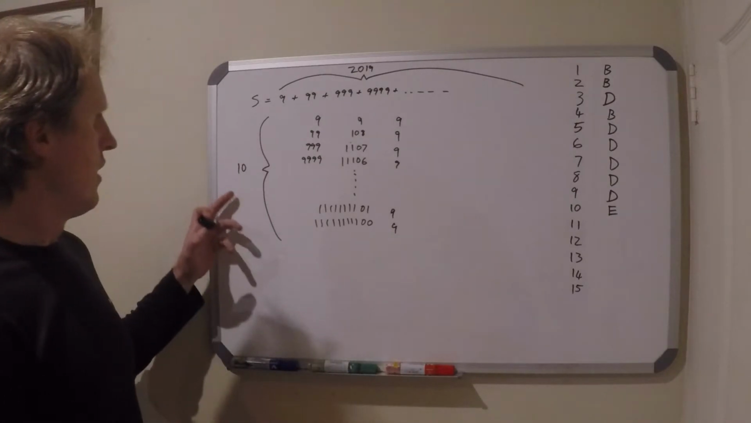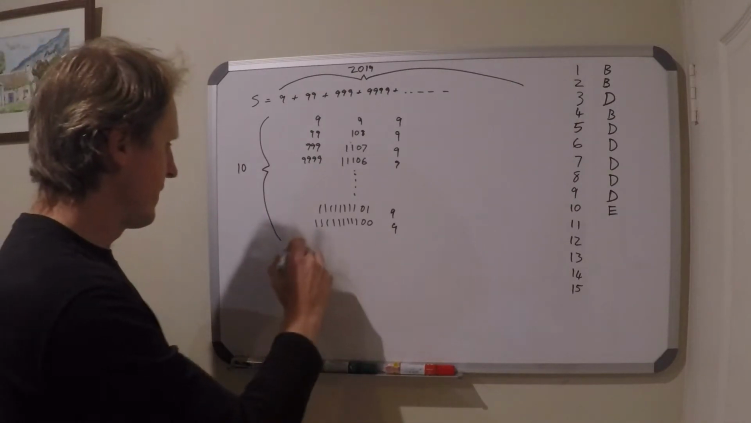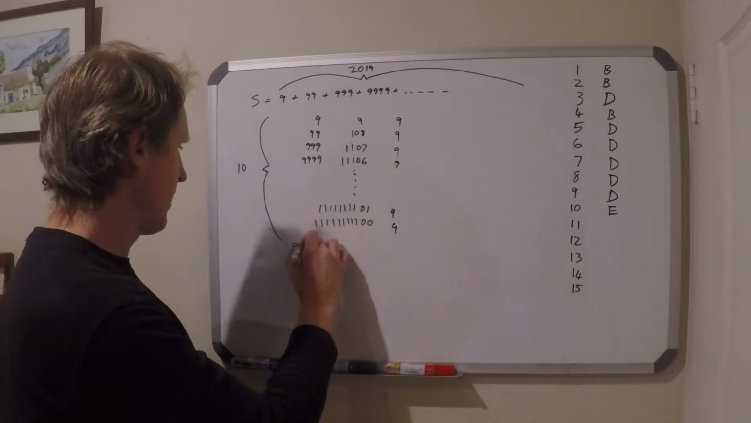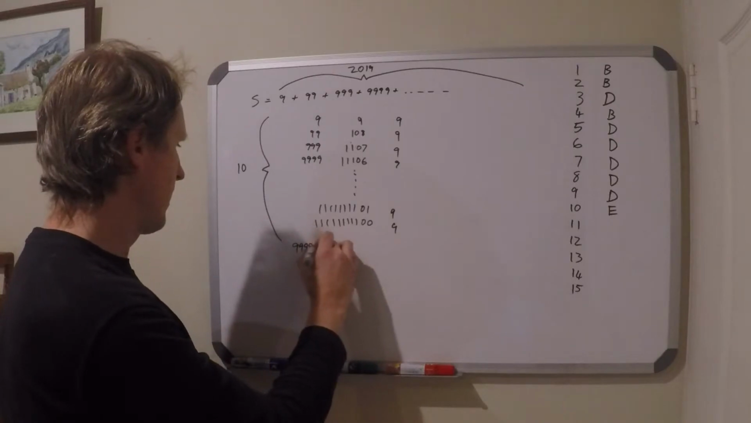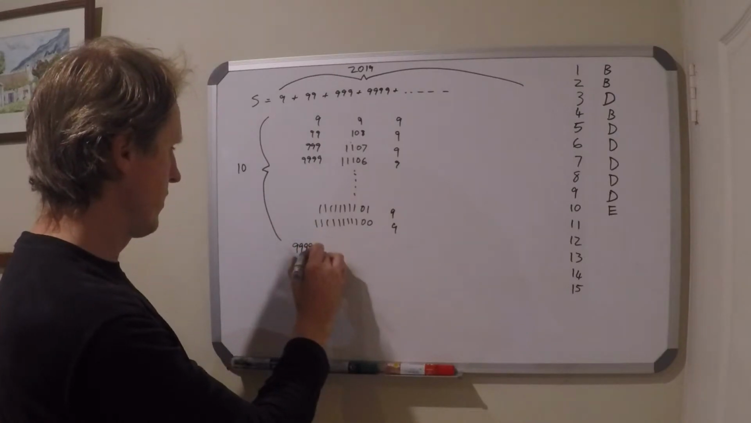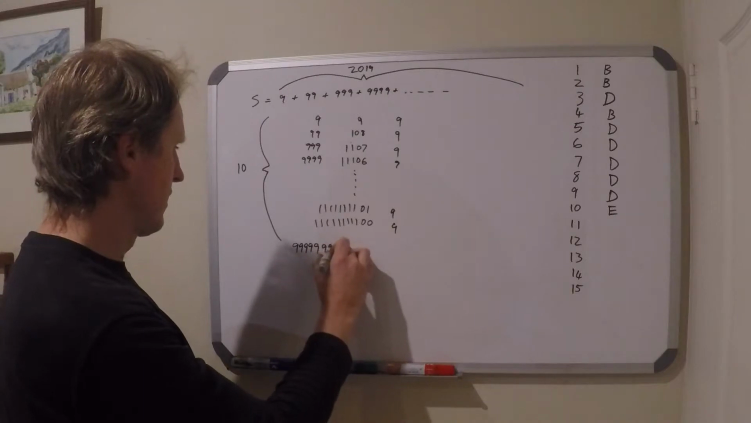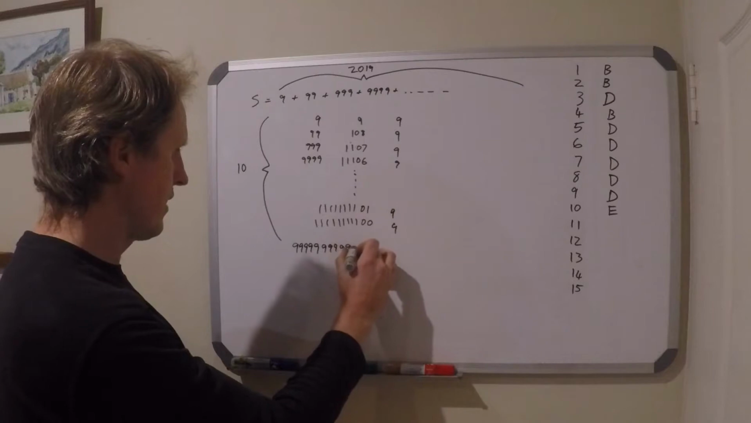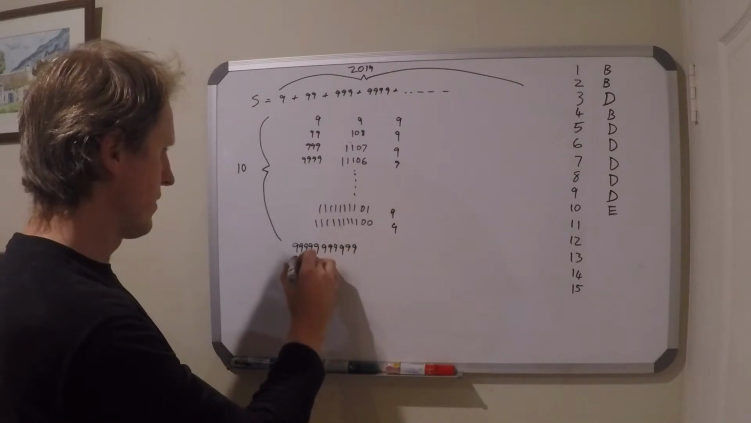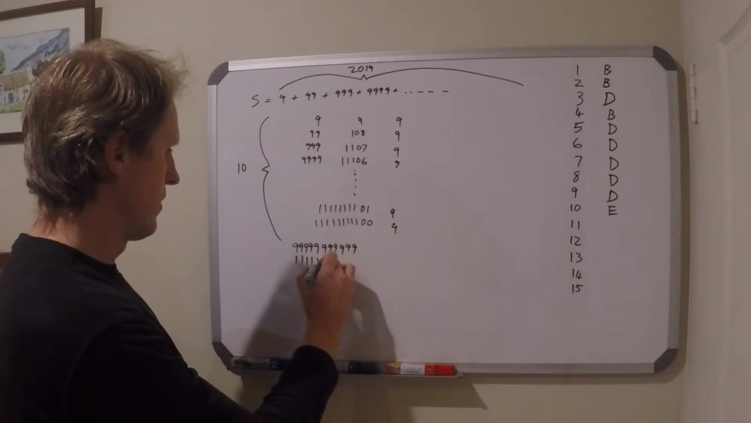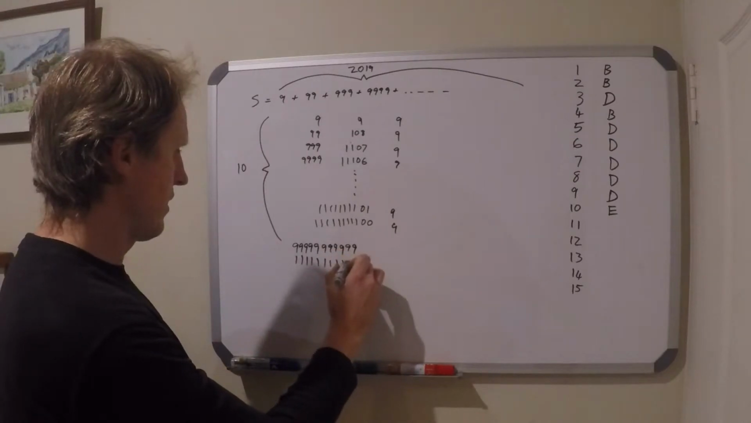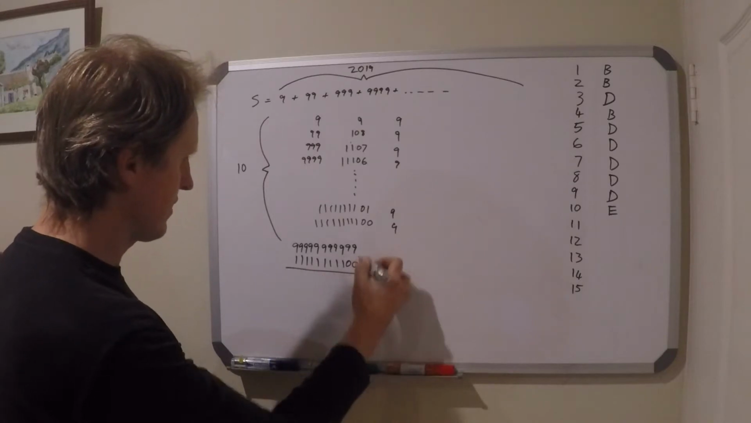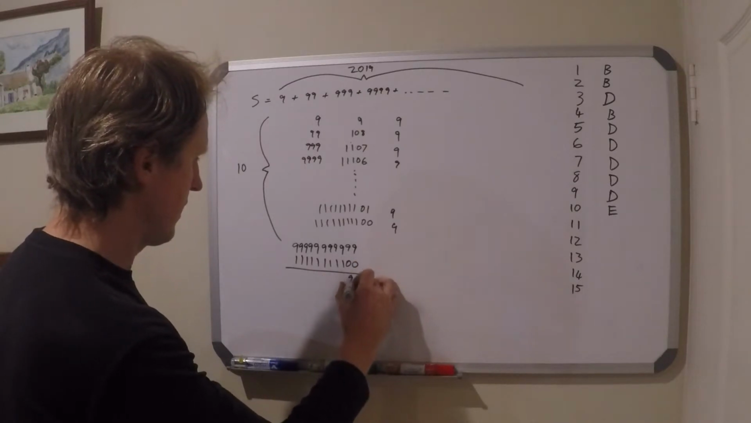Okay, so for the 11th one, we're going to have 11 nines. So let's draw it out fully. 9, 9, 9, 9, 9. 1, 2, 3, 4, 5, 6, 7, 8, 9, 10, 11, plus 1, 1, 1, 1, 1, 1, 0, 0. Okay, so here the sum is 99.